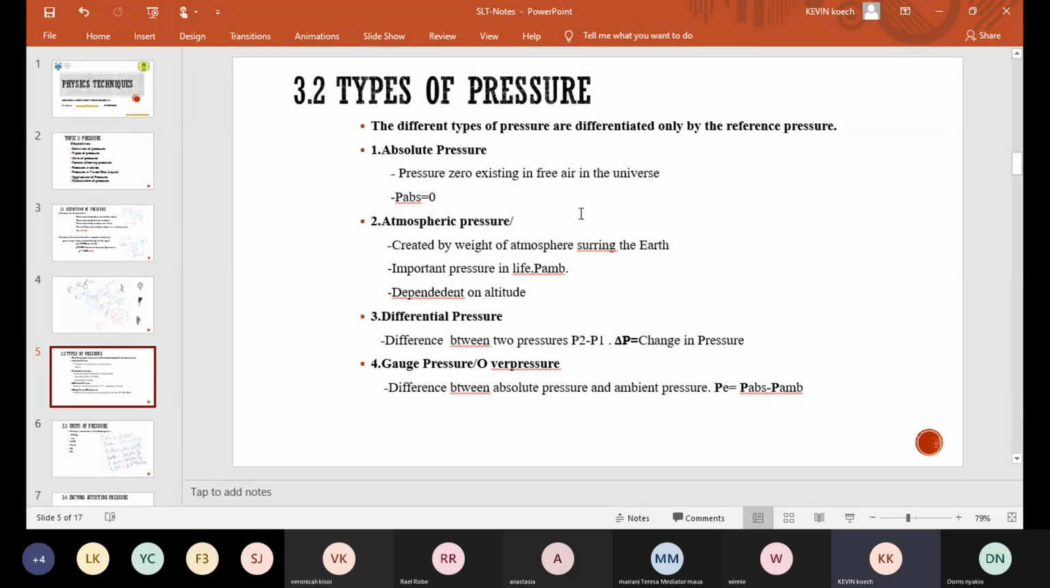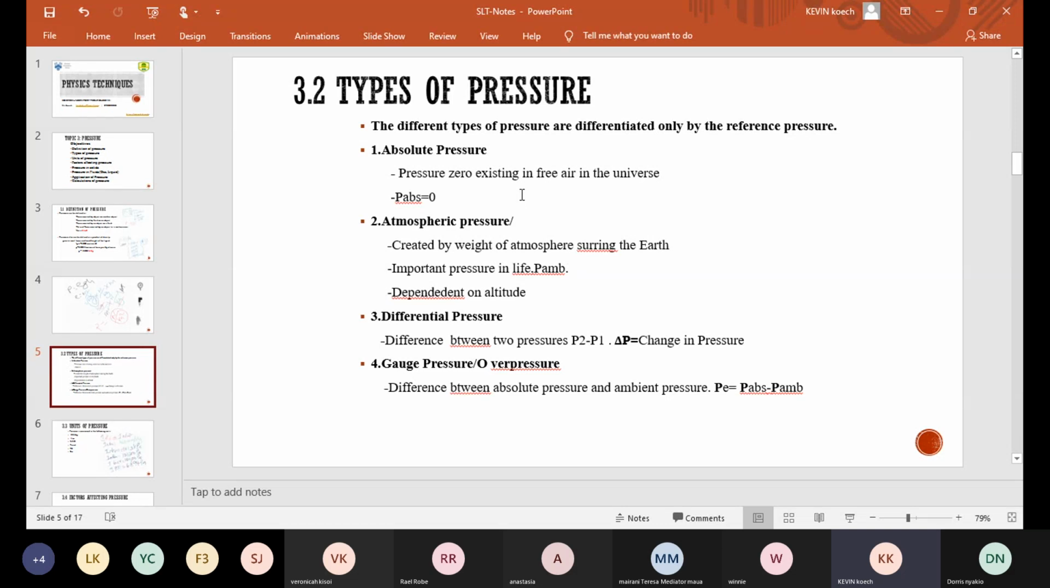Now we go to types of pressure. So we have different types of pressure, which come about from the reference pressure. So it's the same pressure, but now we are using a reference pressure. We apply the same force, the same surface area, the same rho GH, density and everything, but the result comes about from the reference pressure we are using.